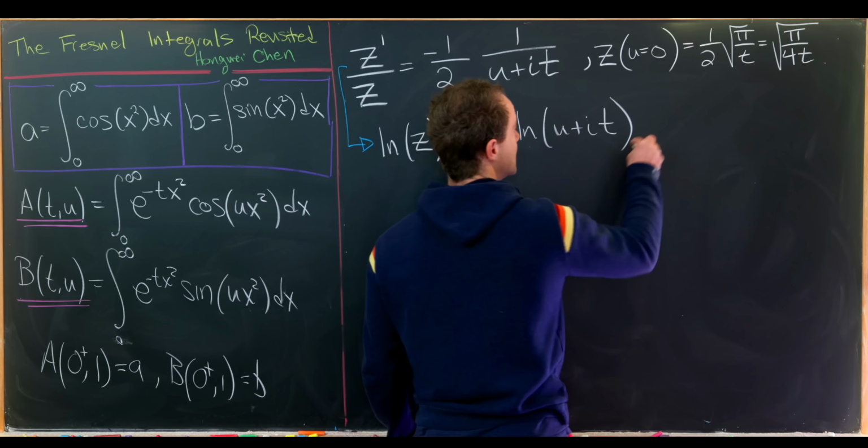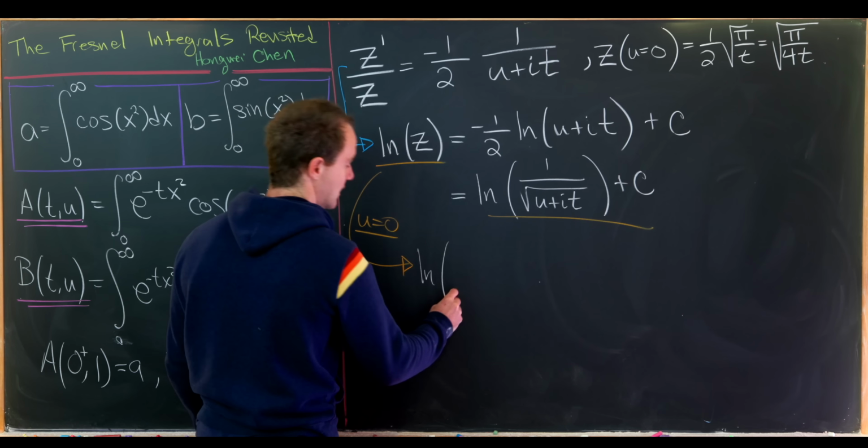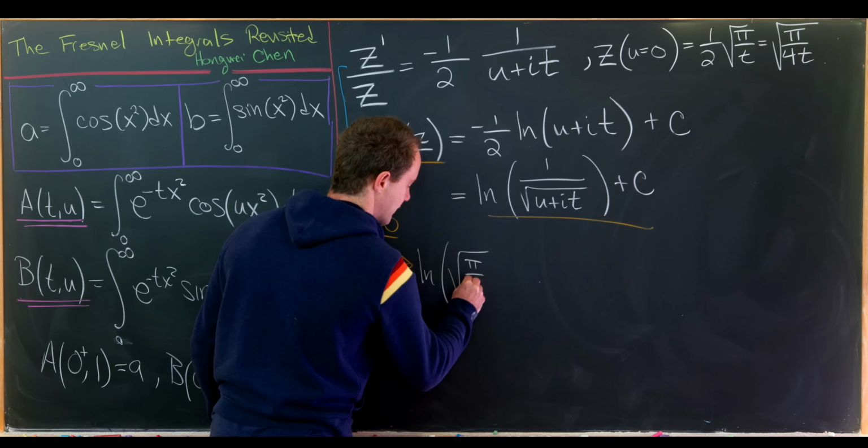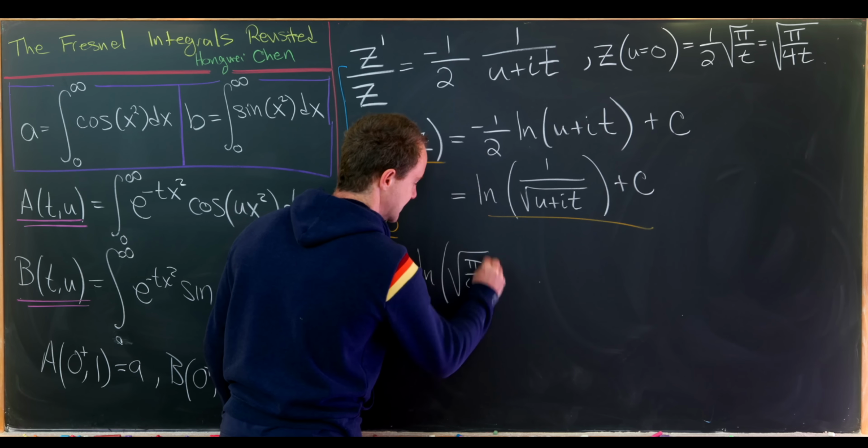So as we discussed over there, if we set u equal to 0, we end up with the natural log of the square root of pi over 4t, so that's cool. And then here we'll end up with the natural log of 1 over the square root of I times t, so something like that. And then plus our constant c, which of course we're trying to get at.